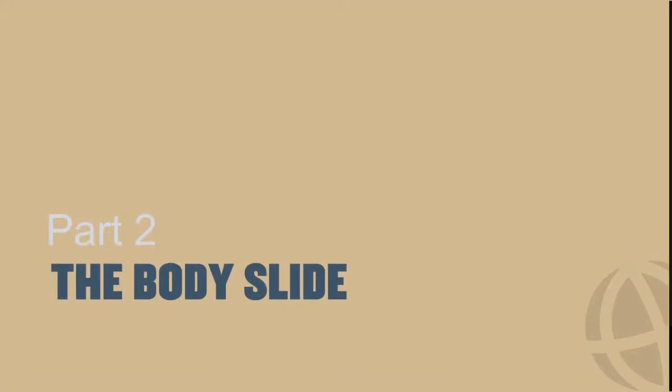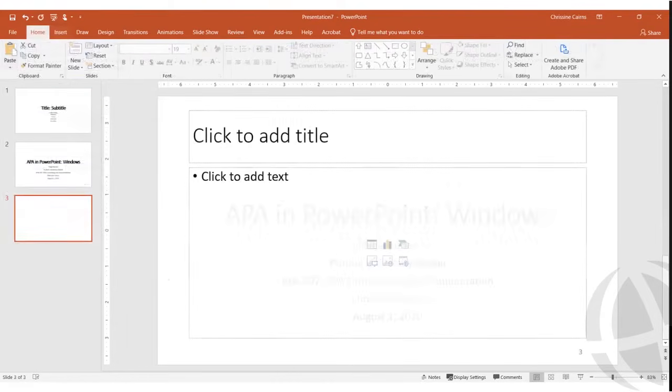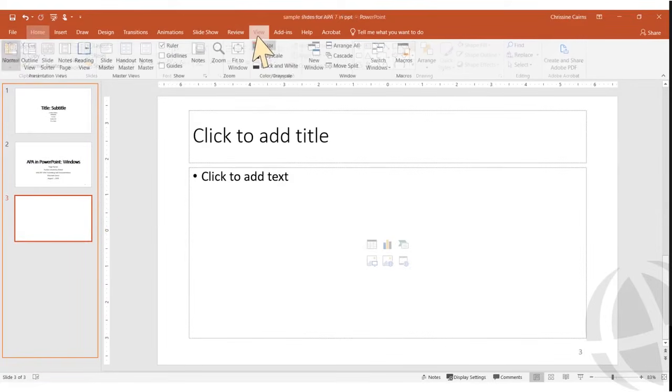Now let's look at how to format a body slide. Click New Slide and you'll see your options for body slide layouts. Let's start with the most standard layout with a title and content box. Use the Preview pane on the left to see the slide you're working on. On the View tab, this is also the normal view.